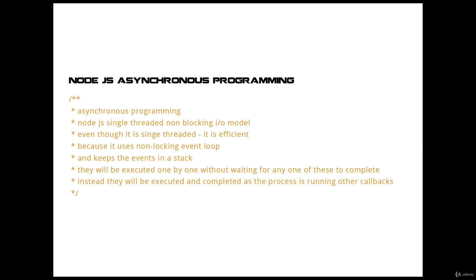So I'm back to our slide again. It is asynchronous programming. Node.js is a single-threaded non-blocking input-output model. And even though it is single-threaded, it is efficient because it uses a non-blocking event loop. It keeps the events in a stack. They will be executed one by one without waiting for any of these to complete. Instead, they will be executed and completed as the process is running other callbacks. So with this, you should have a fairly good understanding of Node.js and how it works with this non-blocking system.